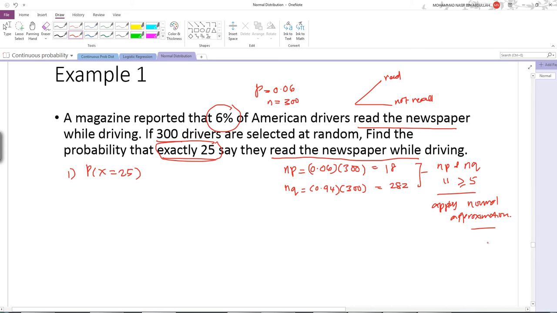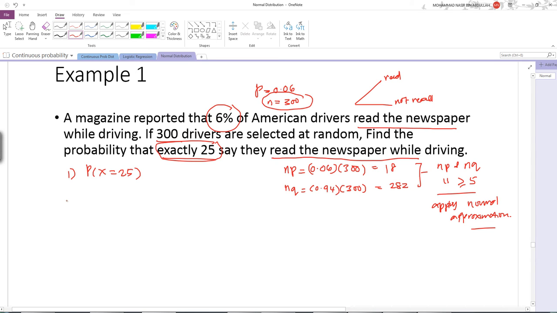Why do we need to apply normal approximation? We also can use the binomial distribution formula to solve the problem, kan? This is because we want to save time in calculating. So we have 300, right? We want to find 25 only, kan? Kita boleh cari jugalah, tak ada masalah. But if you want to find more than 25 or less than 250, then there can be computation issues. So that's why we convert it to normal approximation. So that's the reason lah.